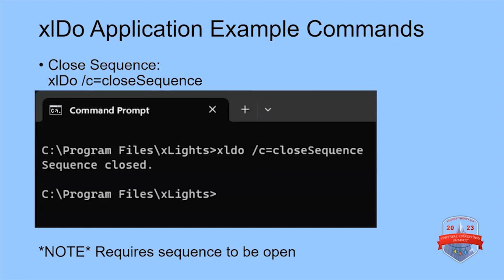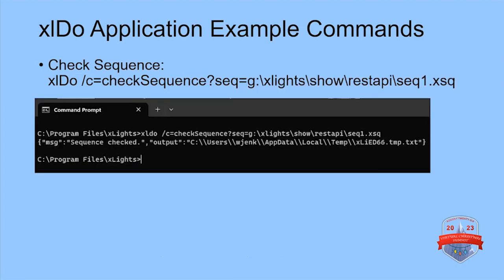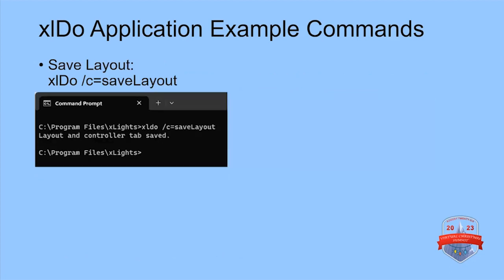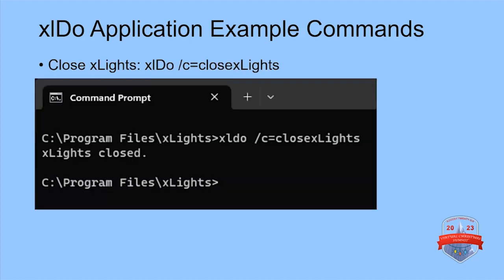Okay. You can close a sequence. You can run a check sequence. Okay. And then it'll tell you to put it out into a temp text file. You can save your layout, which consists of your controller tab and the layout. One of the main reasons this particular function is here is because when you do a check file locations, it may actually have to change the layout slightly. So you want to save the file as well as save your layout and controller tab if you do something like that. You can actually shut down xLights.